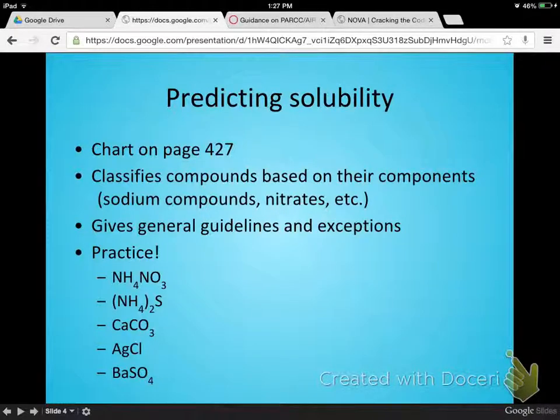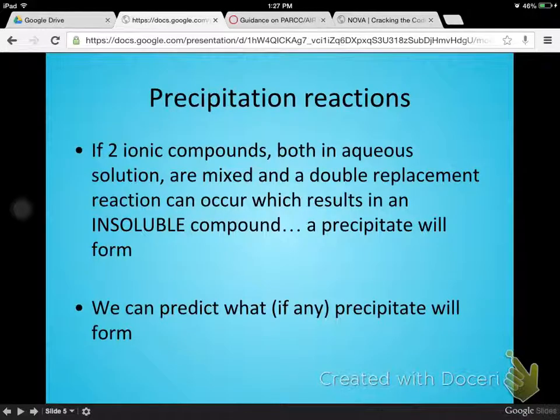That left you at predicting solubility. You can predict if a compound is soluble or not. Well, now what we're going to start to do is look at reactions and predict whether or not a precipitate will occur, whether or not we'll see a precipitate. So two ionic compounds, both in aqueous solution, are mixed. We've got a bunch of ions just swimming in soup.